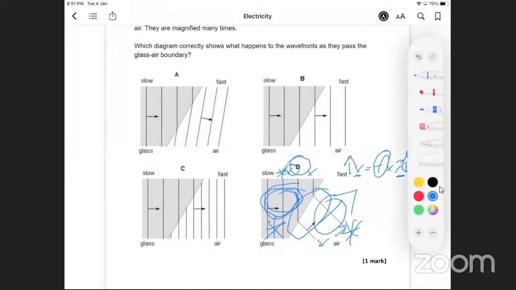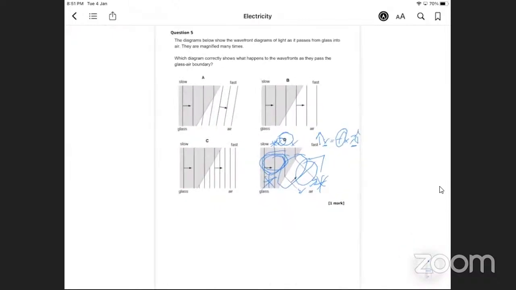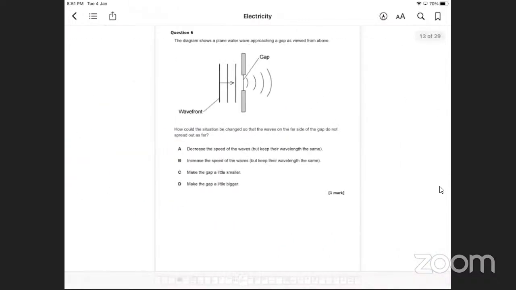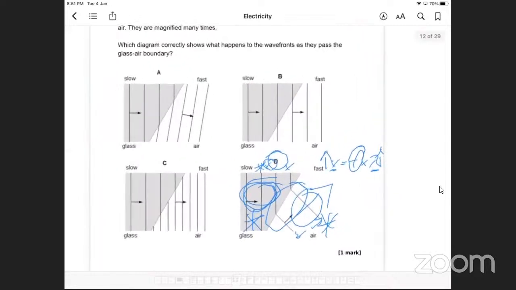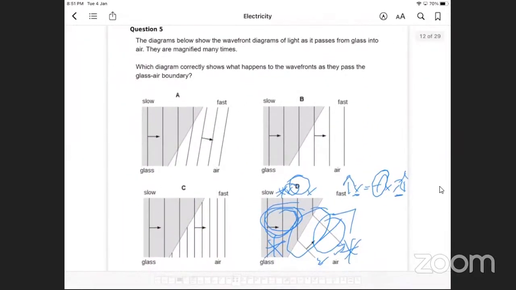So if you all understand, we can move on to the next question. Pardon me, sir, you said the refraction is what? The refraction is because of the change in the speed of the wave. Oh, okay. Thank you.